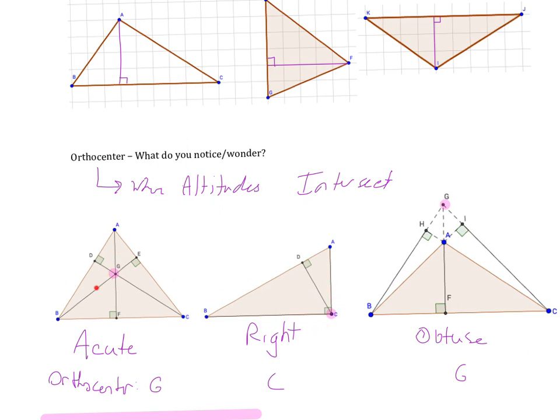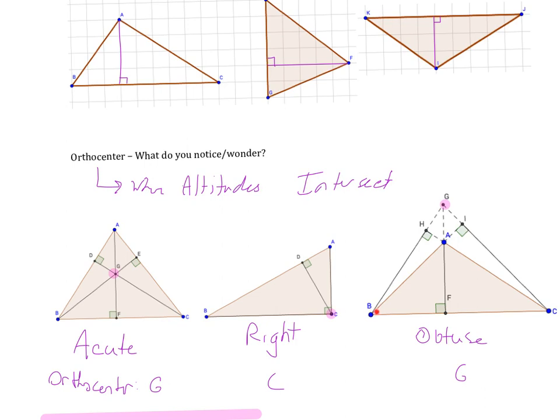This will classify the angles for us, because if it's acute, the orthocenter, where the altitudes intersect, is inside the triangle. When it's a right triangle, the orthocenter is on the vertex of one of the edges, because this side and this side are both perpendicular to each other, so C is the orthocenter. Some students have a hard time identifying where that's going to be, but this is the orthocenter.